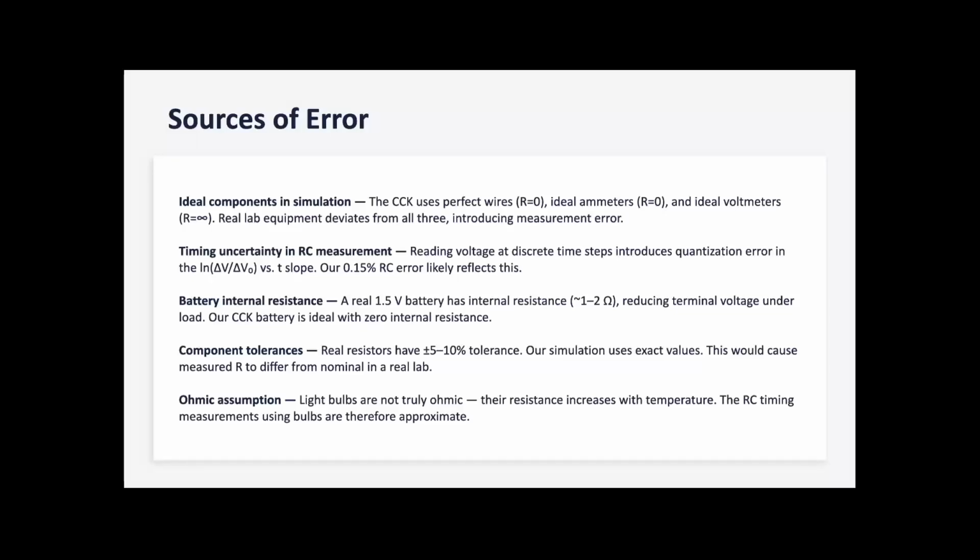Our 0.15% RC error is likely dominated by this. Real batteries also have internal resistance that reduces the terminal voltage under load, and light bulbs aren't truly ohmic. Their resistance increases with temperature, making the RC timing measurements with bulbs approximate rather than exact.